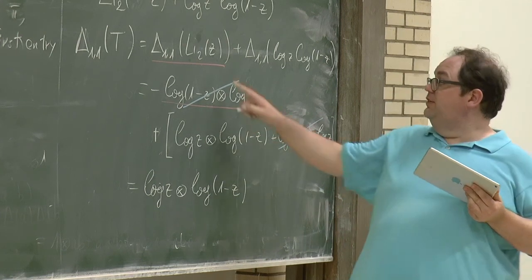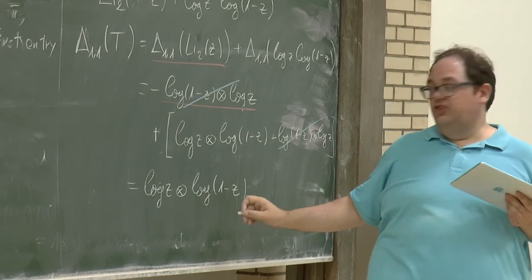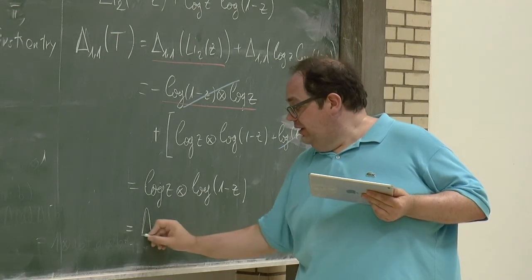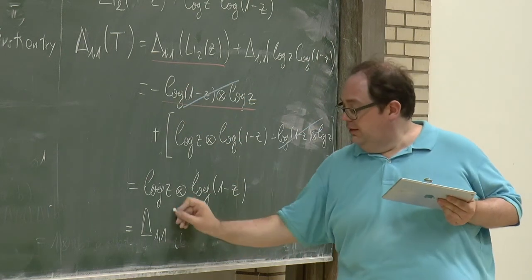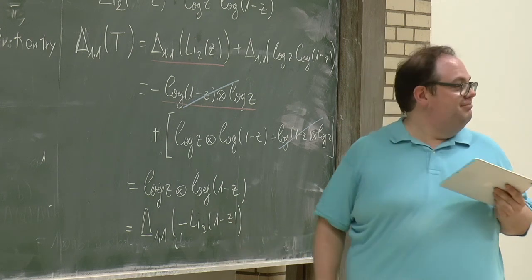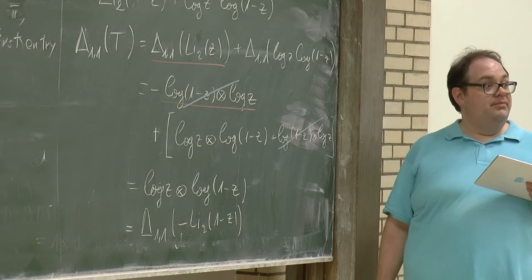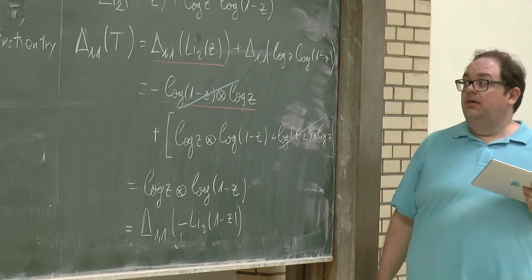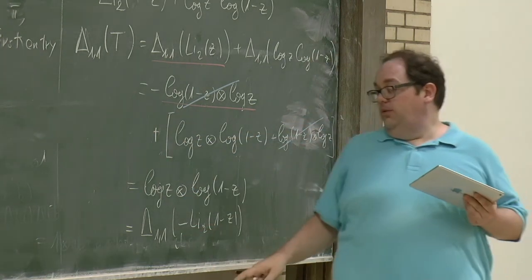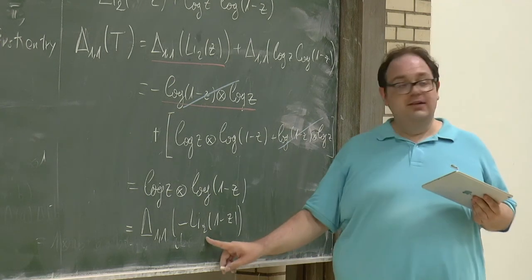So I get this, which is the same as what I had here, except with z and 1 minus z swapped, and we change the sign. So this is actually the same as delta 1,1 of minus c2 of 1 minus z. Okay? So by acting with delta 1,1, I've revealed that that combination has the same image, the same coproduct, as a single term.